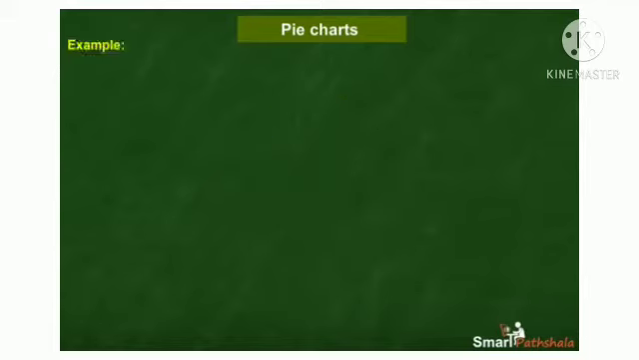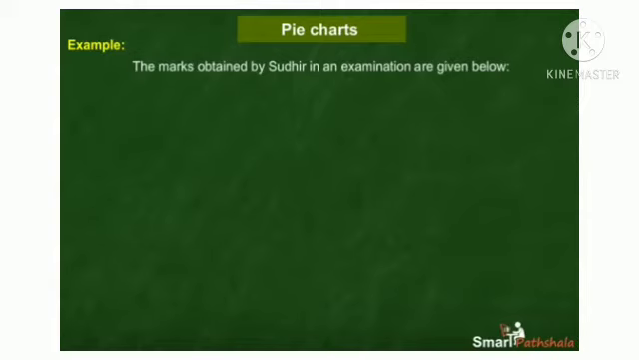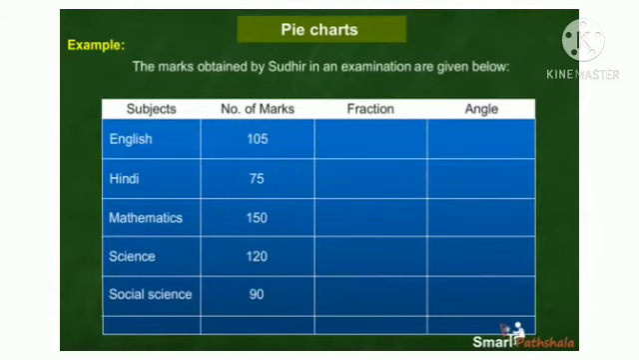For example, the marks obtained by Sudhir in an examination are given below. English is equal to 105. Hindi is equal to 75. Mathematics is equal to 150. Science is equal to 120. Social science is equal to 90. Draw a pie chart using this information.